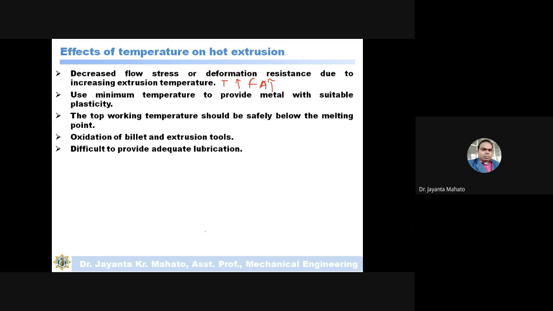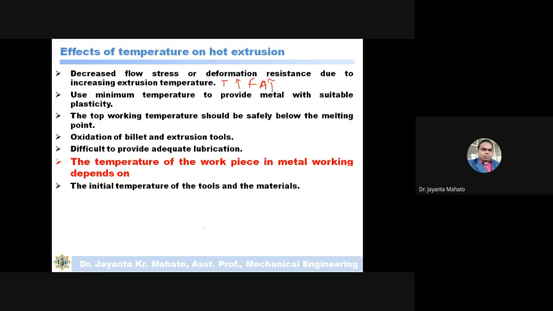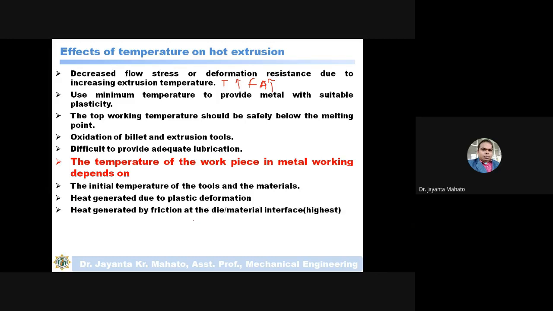Actually, the temperature of the work in metalworking depends upon the initial temperature of the tool and the material, heat generated due to plastic deformation, heat generated by friction at the die and material interface, and heat transfer between the deforming material and the die and the surrounding environment.